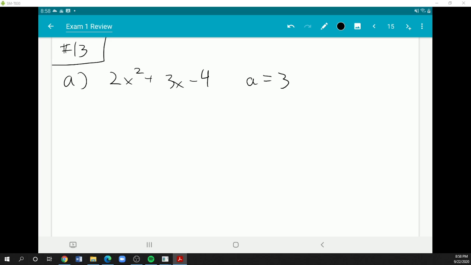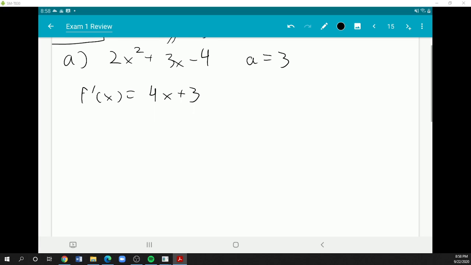So to do that, I need to take a derivative. So f prime of x is 4x plus 3. And remember, f prime of x gives you the slope of the tangent line at any given point. So let's go ahead and use that. So m equals f prime of 3 equals 4 times 3 plus 3, which is 15.